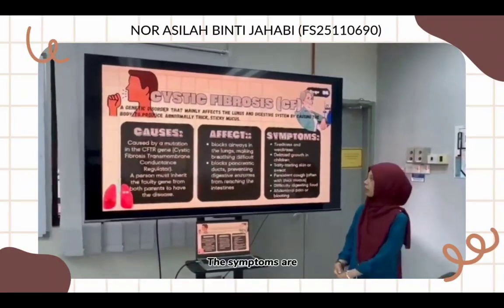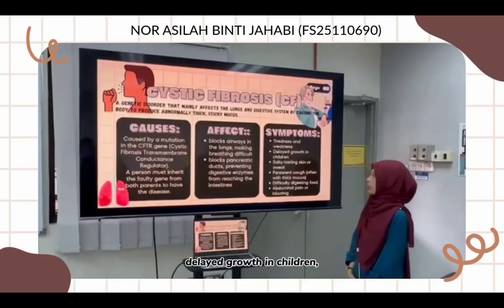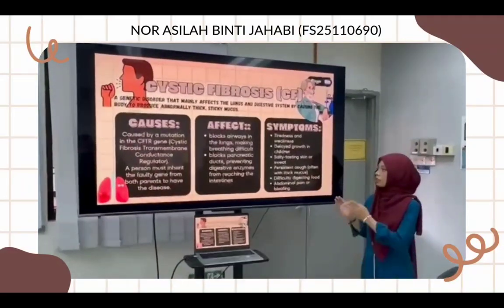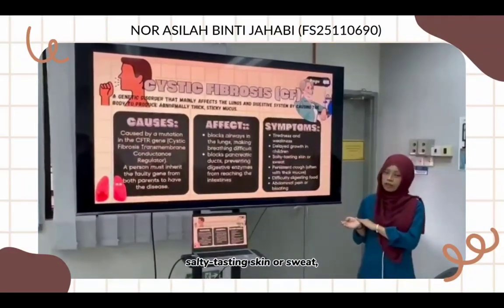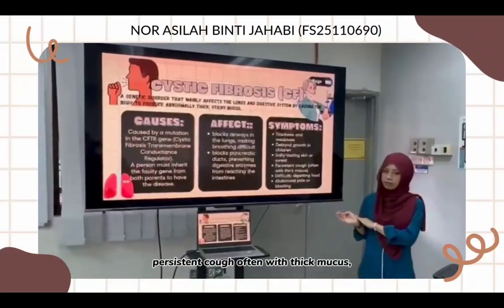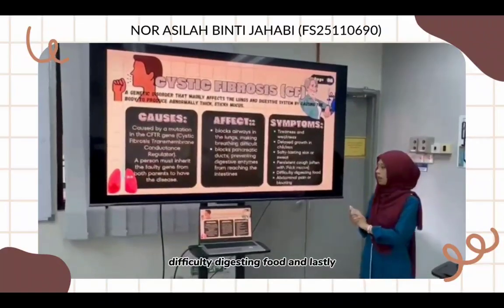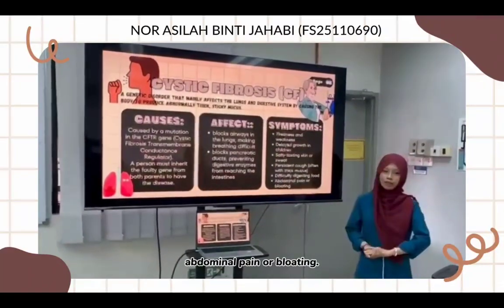The symptoms are tiredness and weakness, delayed growth in children, salty-tasting skin or sweat, a persistent cough, often with thick mucus, difficulty digesting food, and lastly, abdominal pain or bloating.